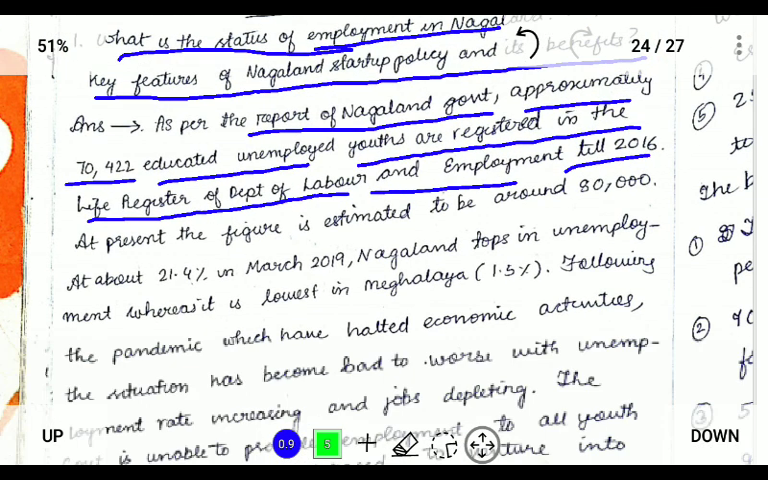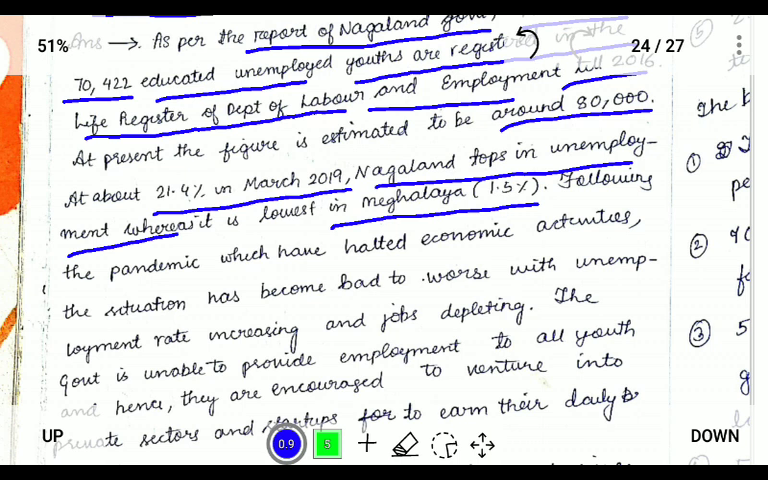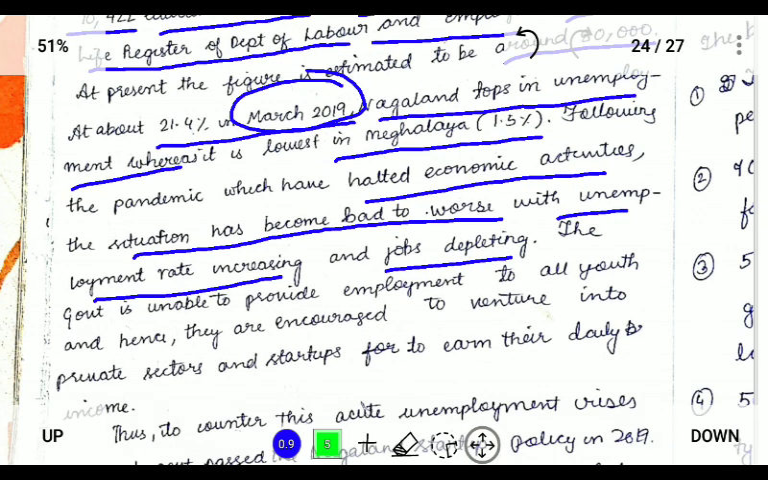So this is 2016 data. At present, the number must have increased to 80,000, and at that time the unemployment rate was 21.4%, where Nagaland topped in unemployment, whereas Meghalaya was lowest with 1.5%. However, this is 2019 data, and after that the pandemic came, and this pandemic had halted economic activities, and this made the situation go from bad to worse, with the unemployment rate increasing and jobs depleting because of the coronavirus pandemic.